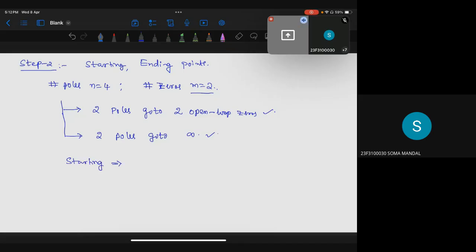Starting points are nothing but the open loop poles. In the second step, that is our conclusion: the ending points are nothing but the open loop zeros and this infinity part. So ending points are open loop zeros, two poles are going there and two are going to infinity. So this is the conclusion. That is our second step.